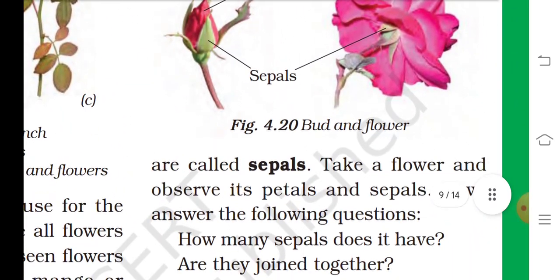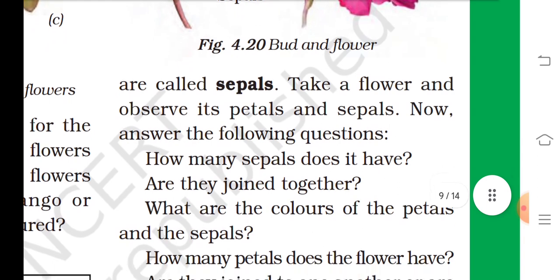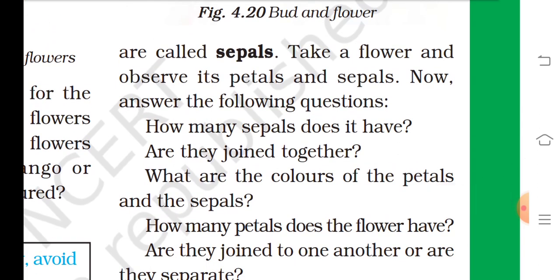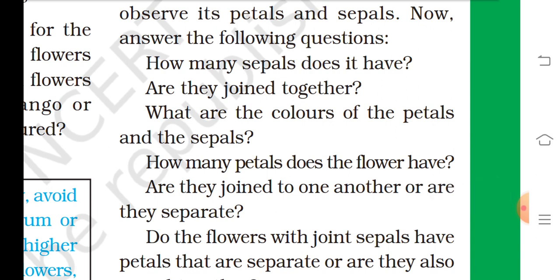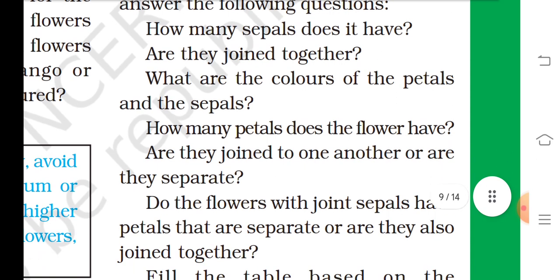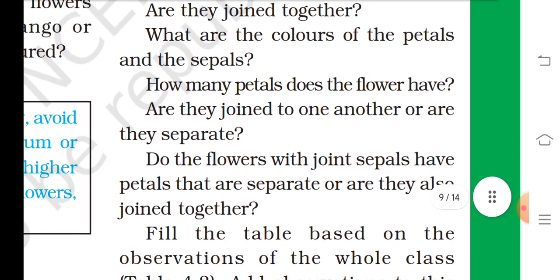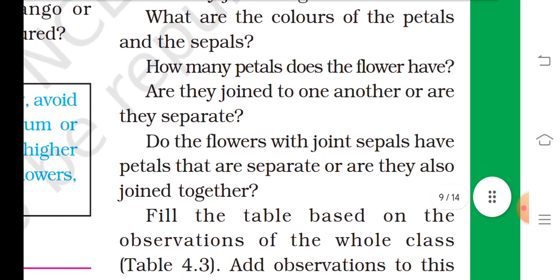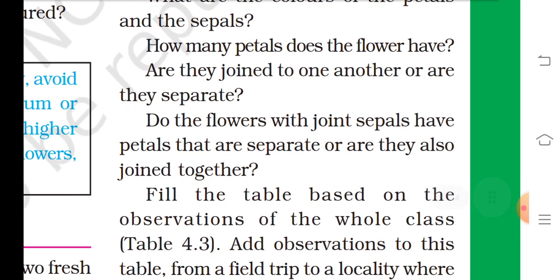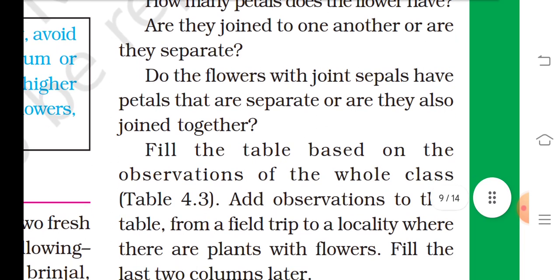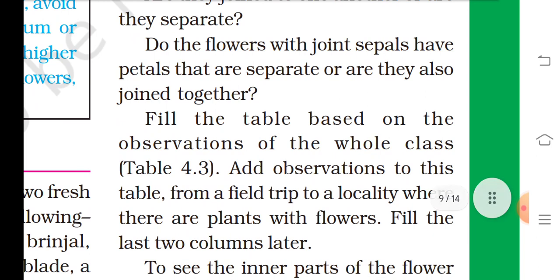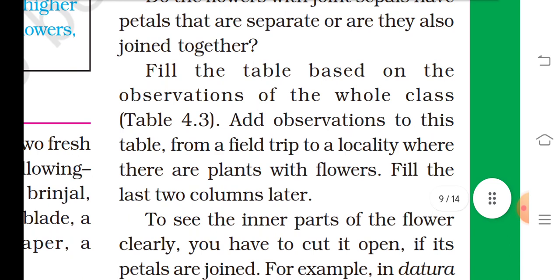The outer green parts of the open flower are called the sepals. Take a flower and observe its petals and sepals. Now answer the following questions: how many sepals does it have? Are they joined together? What are the colors of the petals and the sepals? How many petals does the flower have? Are they joined to one another or are they separate? Do the flowers with joined sepals have petals that are separate or are they also joined together?